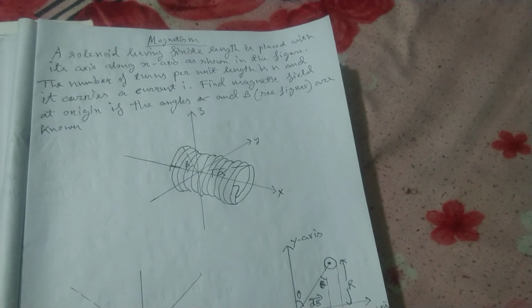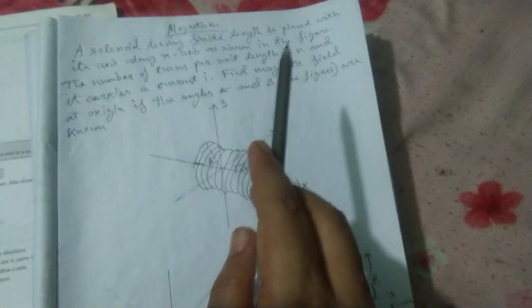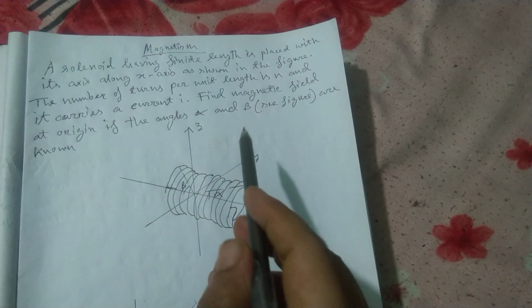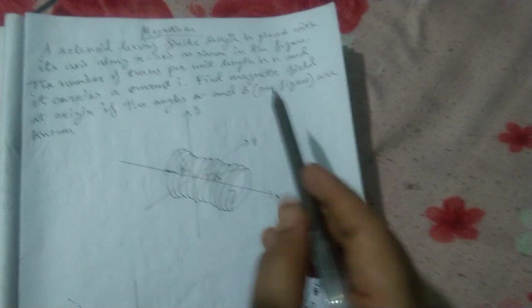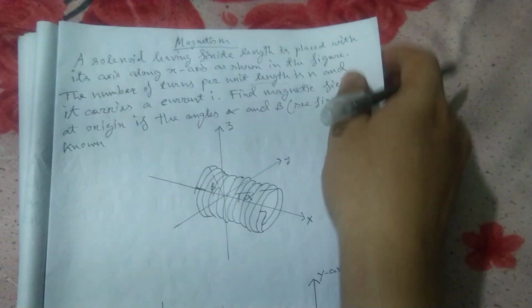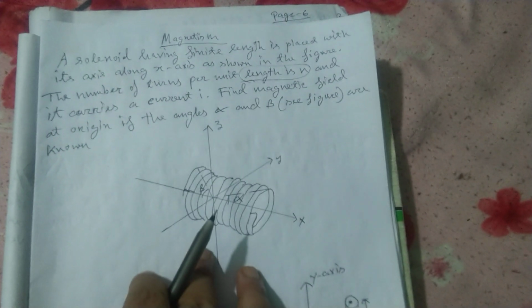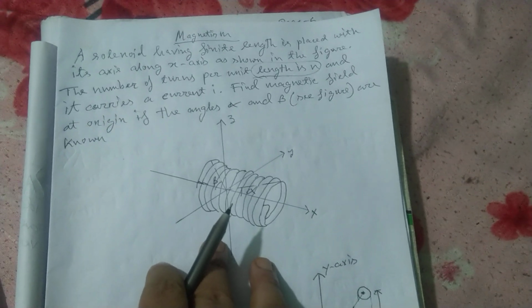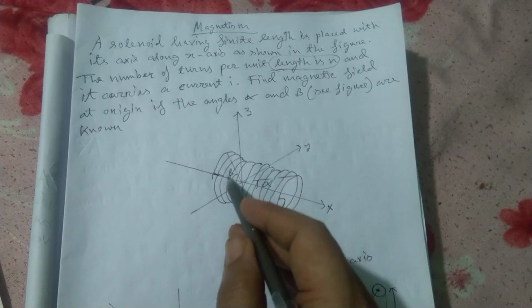Today's discussion is magnetism. A solenoid having finite length is placed with its axis along the x-axis as shown in the figure. The number of turns per unit length is n, and it carries a current I. Find the magnetic field at the origin if the angles alpha and beta are known. Okay, alpha and beta are known.